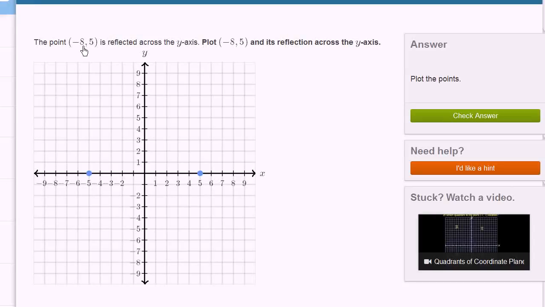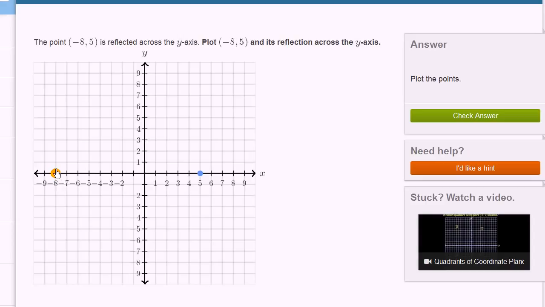The point -8, 5 is reflected across the y-axis. Plot -8, 5 and its reflection across the y-axis. So first let's plot -8, 5. So its x-coordinate is -8. So I'll just use this one right over here. So the x-coordinate is -8 and the y-coordinate is 5.